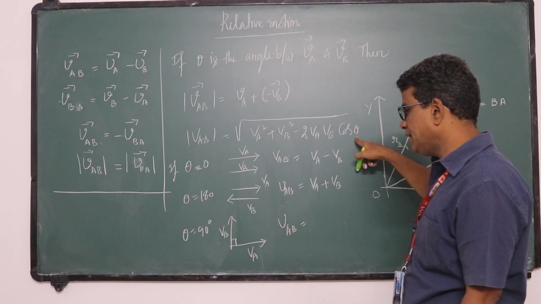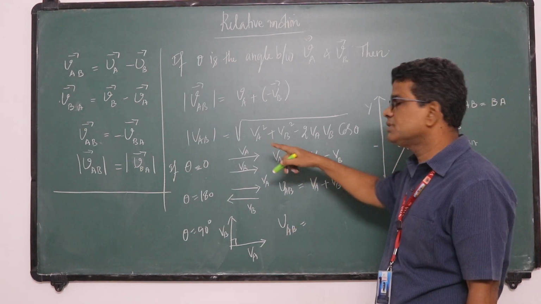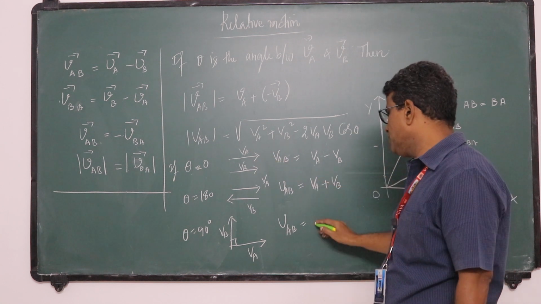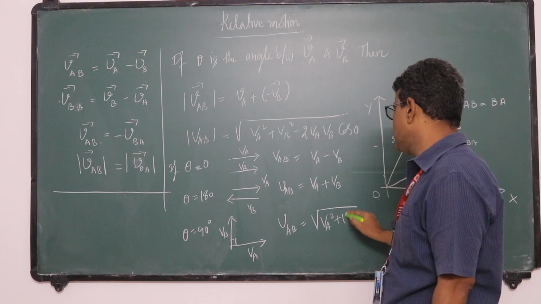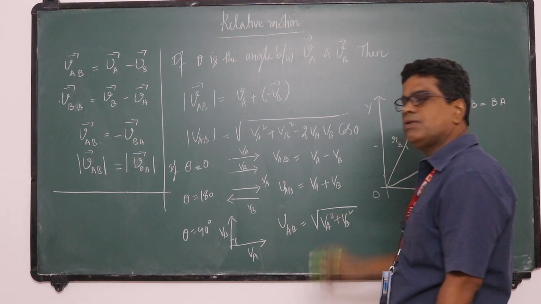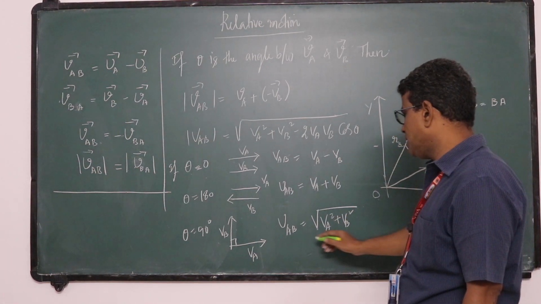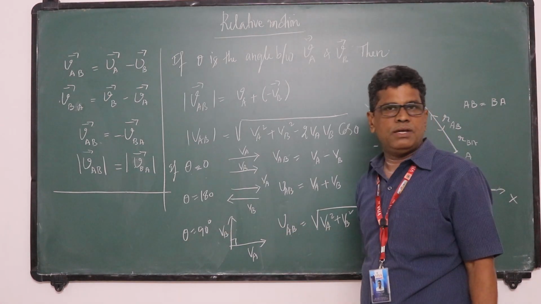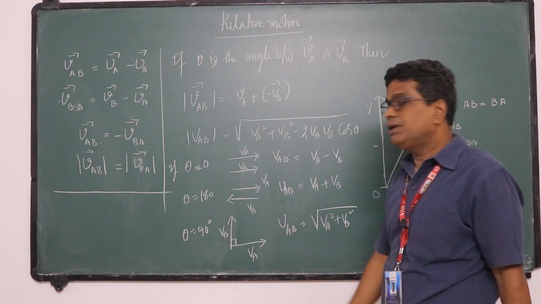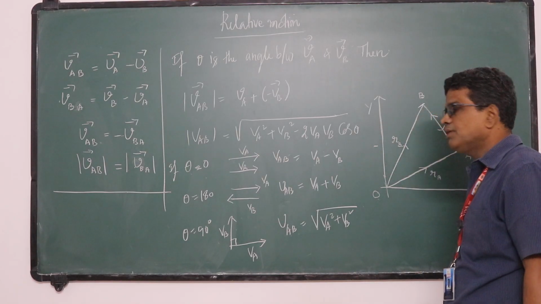You substitute 90 here. Cos 90 becomes 0. So what you will get? Square root of VA square plus VB square. Okay. So this is the magnitude of velocity of A with respect to B when they are moving perpendicular to each other.